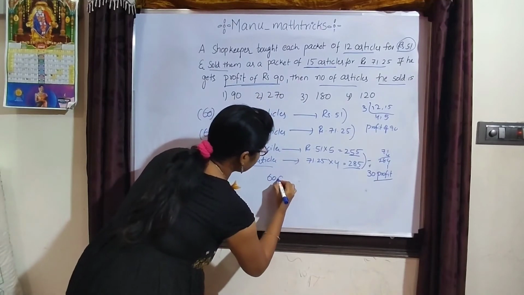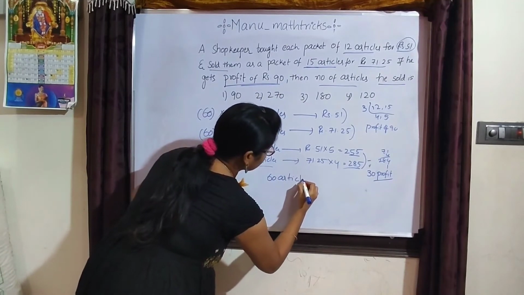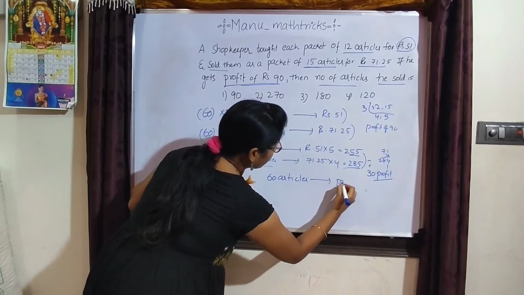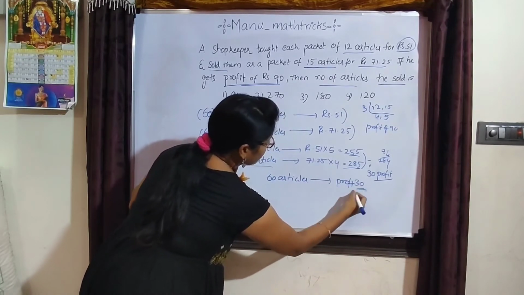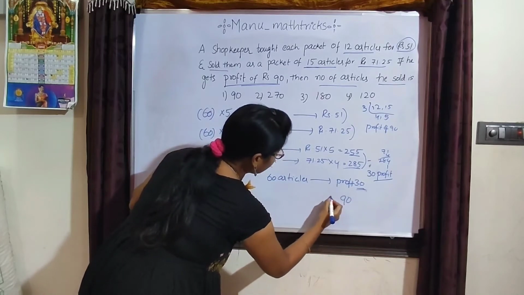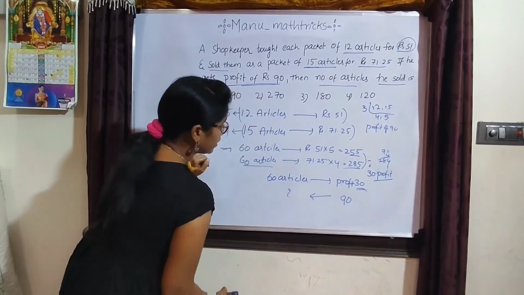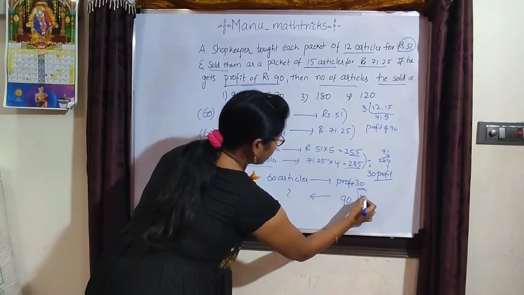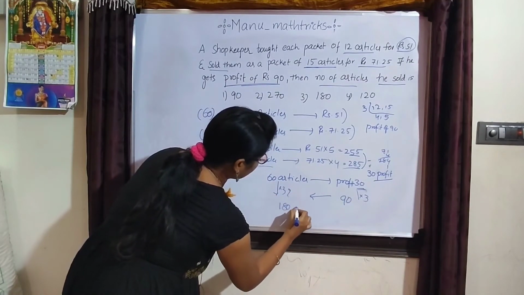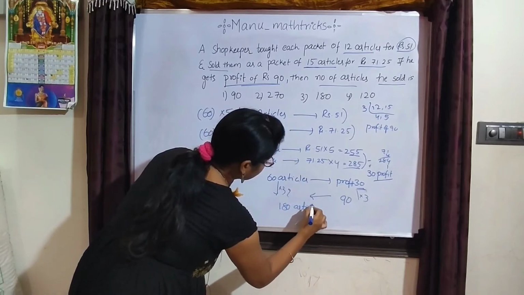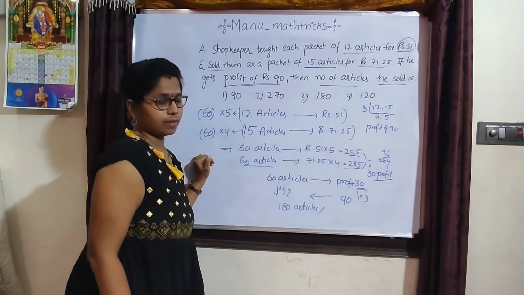That is, for 60 articles he got profit of 30 rupees, but he's saying he got 90 rupees profit. Then how many articles? Just multiply with 3, that is 180 articles. I think you got the point.